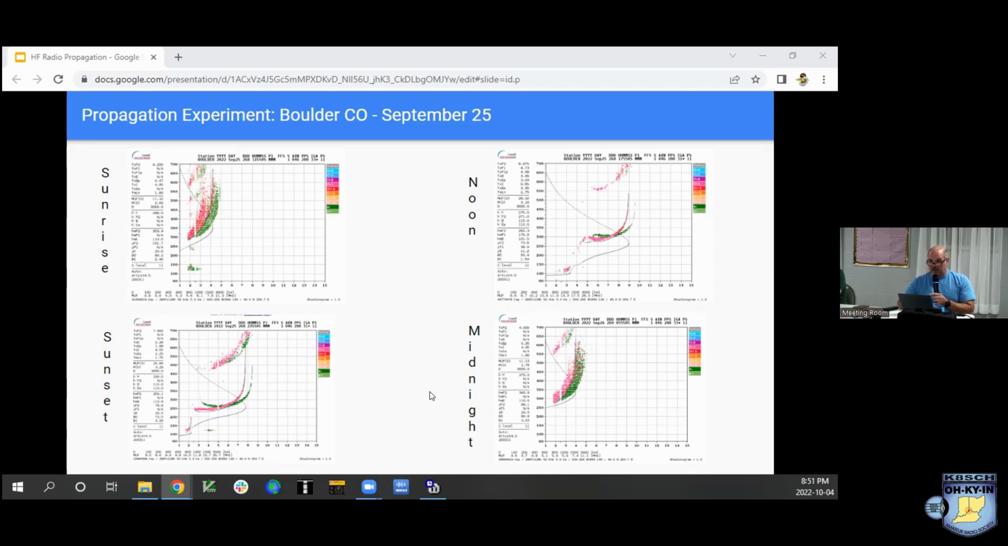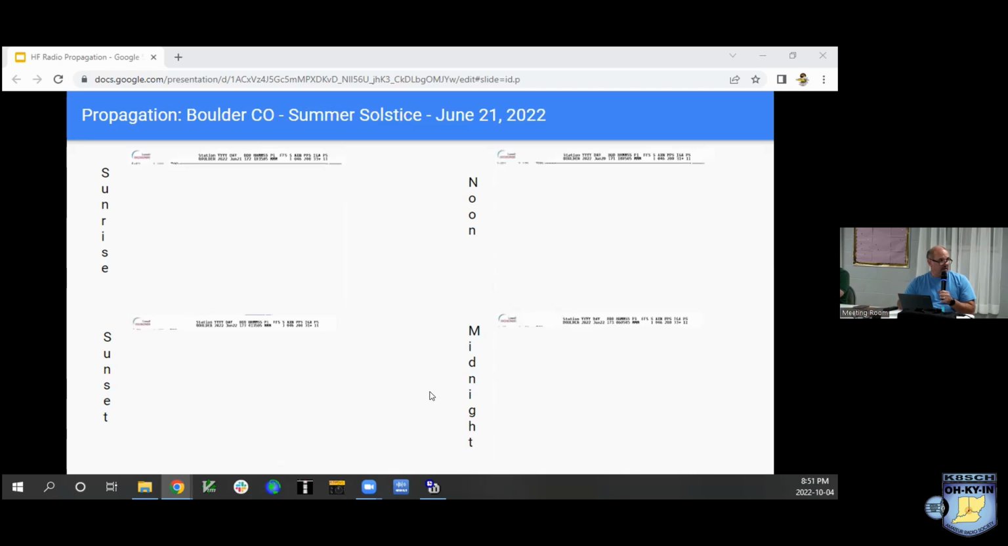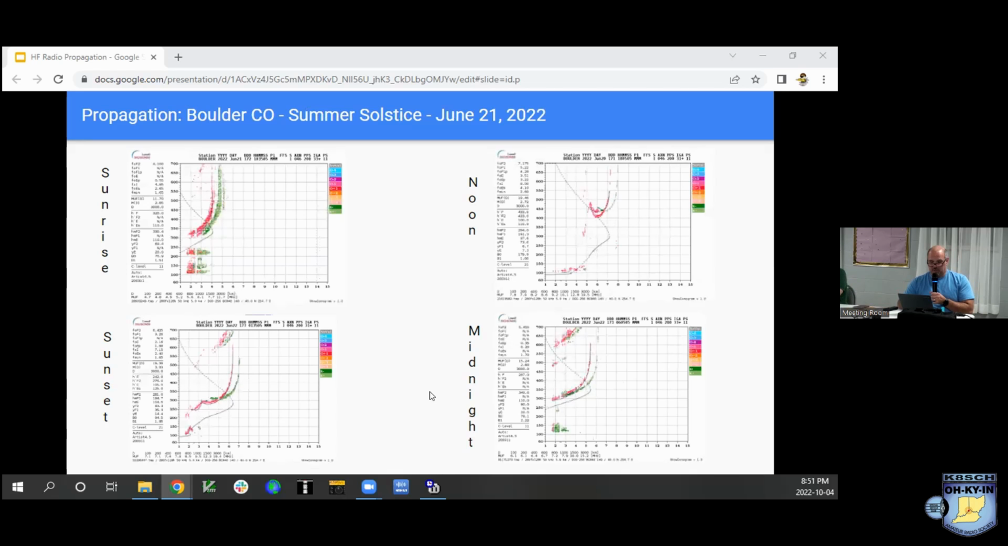So this was on just a couple weeks ago when we moved into fall. This was the summer solstice. So again, we still see a little bit of F here, even at sunrise. And look how high that is and how far out that is at noon. At sunset, still very high, but you can see it lowering. And still decent F layers, even at midnight.